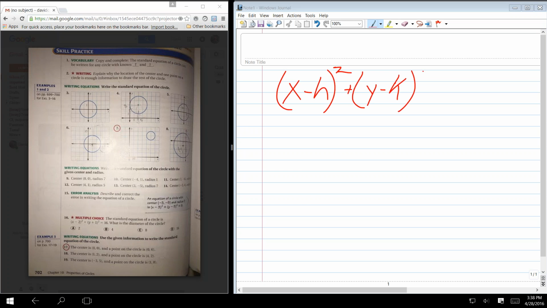And what are h and k? That's the x and y coordinates of the center of the circle. In other words, notice that in problem number 3, the center is at the origin. So h is going to be 0 and k is going to be 0. So the equation of this circle would be what?